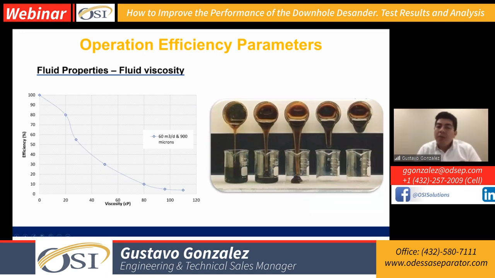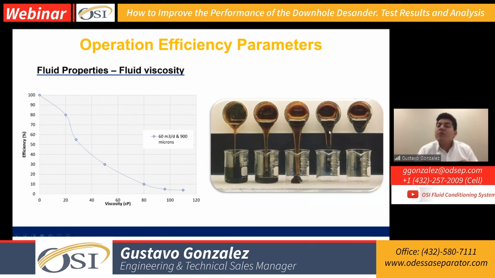On the properties, the viscosity of the fluid also plays an important part in this. If we're dealing with one centipoise, which is the most common in the Permian or the New Mexico area, the sand is still able to break or separate from the oil. But if we're dealing with maybe 20, 50, 60 centipoises, we're going to see a more viscous fluid. It's a little more jelly, and it's able to trap some of the smaller sand.